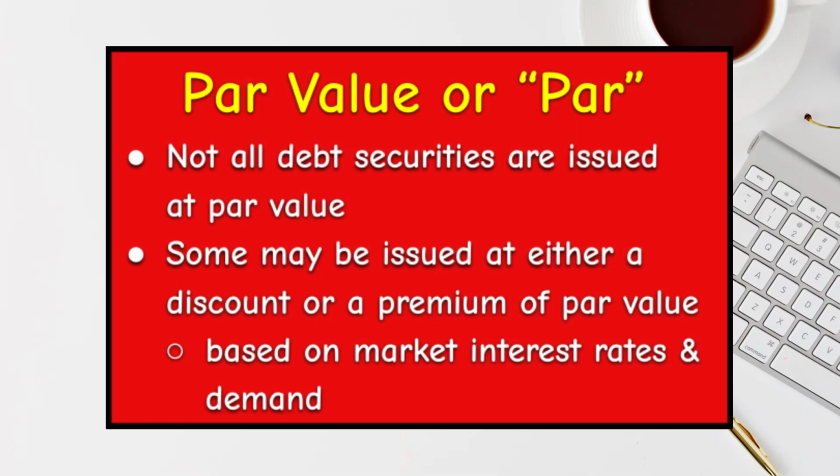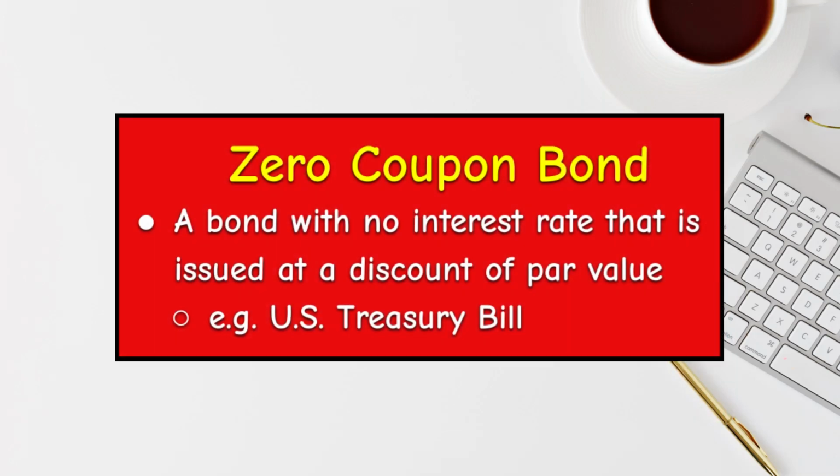Not all debt securities are issued at par value, however. Some can be issued at a discount or a premium to par value, depending on market interest rates and the demand for those securities. A specific type of bond called a zero coupon bond is usually sold at a discount but doesn't have any interest rate. U.S. Treasury bonds or T-bills are a type of zero coupon bond.